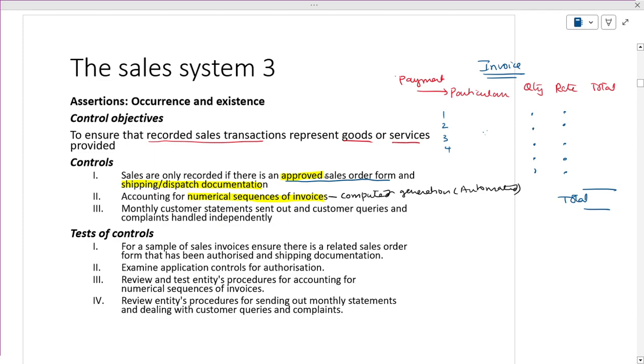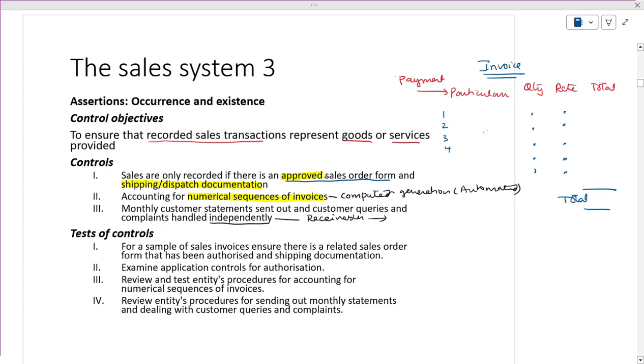Monthly customer statements are sent out, and customer queries and complaints are handled independently. What are the controls? We have to see that we have sent them, for occurrence and existence. We are talking about existence because what will happen? It will be there in the receivables.